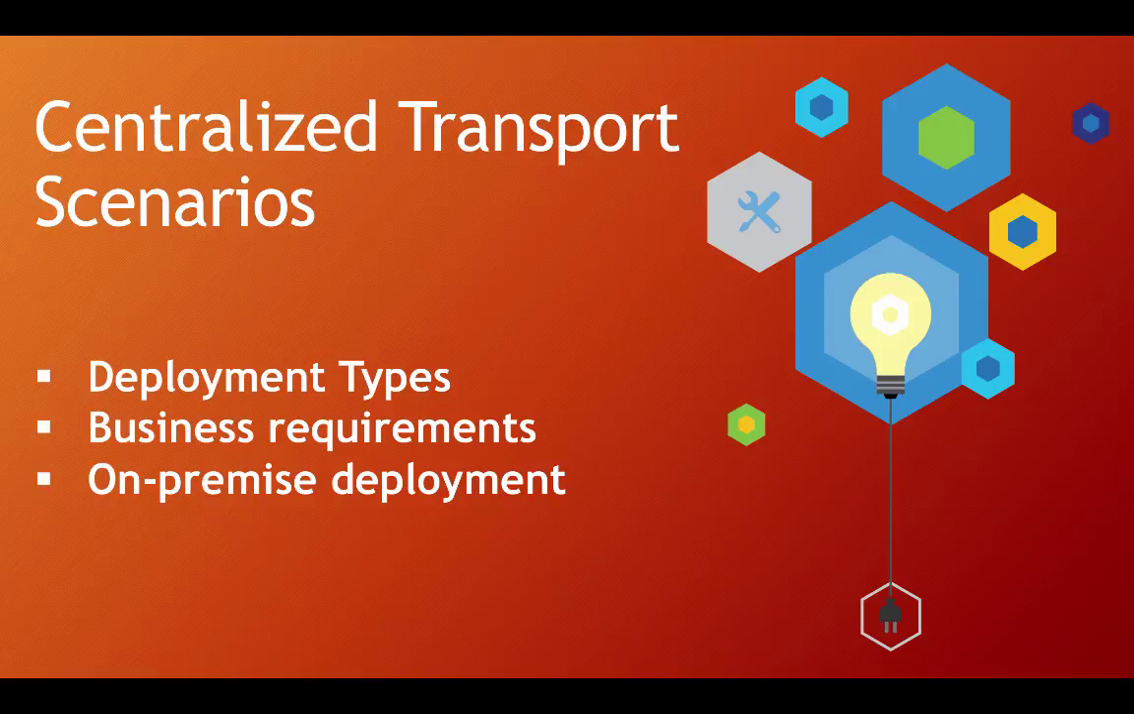But if you want to move from your own premises exchange, whether it's 2003, 2007, 2010, 2013, or even 2016, if you want to move from on premises completely to Office 365, then again, you don't need centralized transport setup. So, where do you really need it?